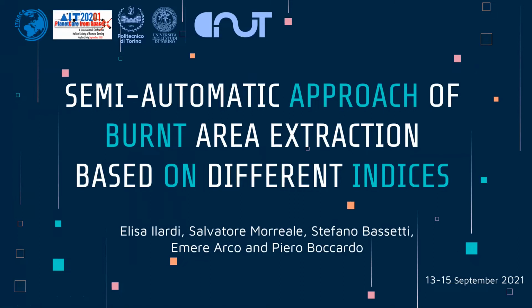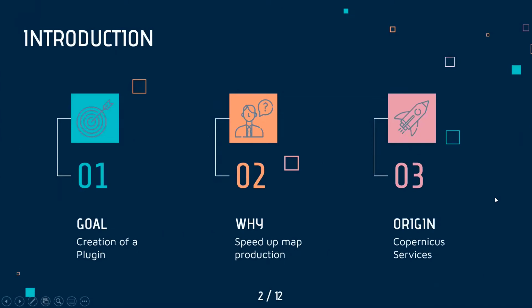Today I will present the applied research work carried out with my fantastic team, called Semi-Automatic Approach of Burnt Area Extraction based on different indexes. The main goal of this study was to develop a tool to extract the burnt area in a semi-automatic way using satellite images and based on different indexes. Of course, this tool was also tested and validated using different case studies derived from rapid mapping and risk recovery mapping activation.